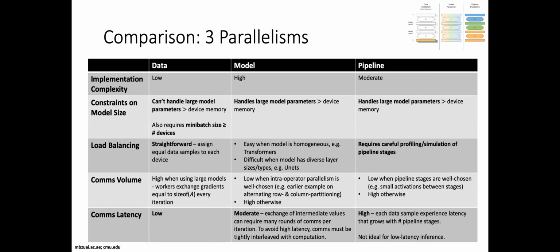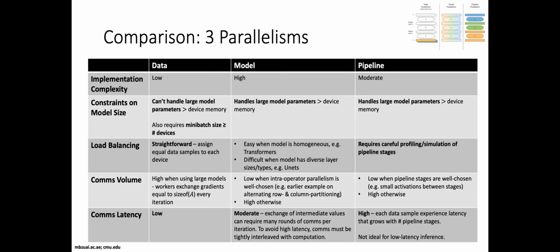Now, constraints on model size: with data parallelism, you can't handle large models that are bigger than device memory. You also need the minibatch size to be equal to or greater than the number of devices. Those are hard constraints. Model and pipeline parallelism are good at handling large model parameters, which is kind of why you need to marry data with model and pipeline parallelism if you're going to tackle the largest training problems possible. Load balancing has its own set of issues. Data parallelism is easy. With model and pipeline parallelism, you have to think about how to chop up different pieces, and that's not always trivial, depending on the complexity of your architecture.